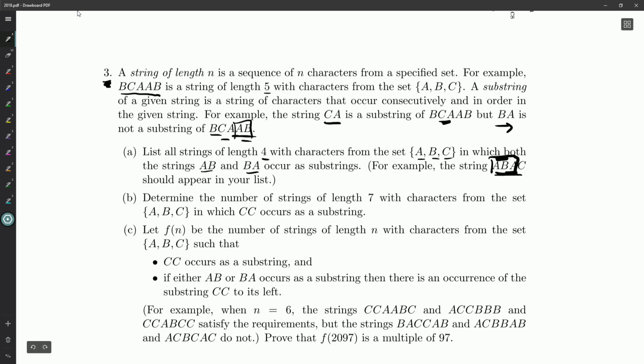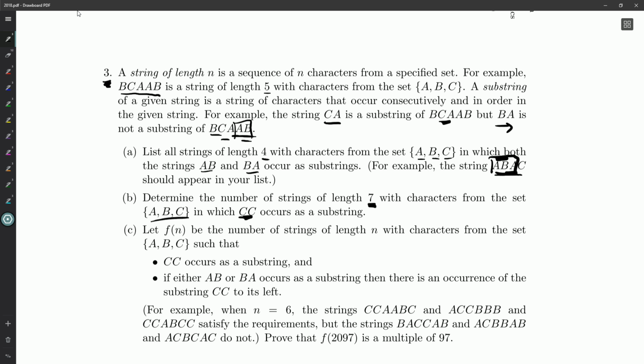I think we're quite clear in how we explained how we got them. Now B part. Determine the number of strings of length 7, so a bit longer, we might not be able to list them out, with characters from the set ABC, in which CC occurs as a substring.